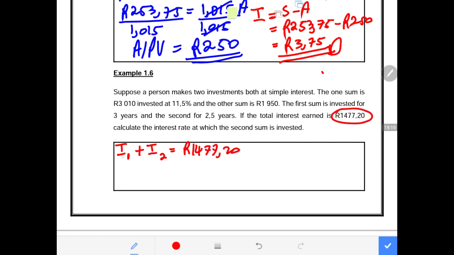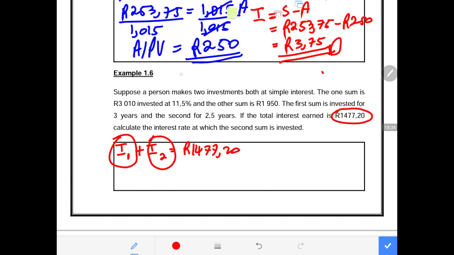It means the interest on the first investment and the interest on the second investment, interest amount not percentage, is equal to 1,477 rand 20 cents. So that is the interest earned. Now we need to expand further this formula because we know how to calculate the interest amount for any of the investment.